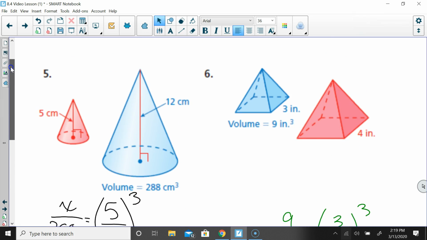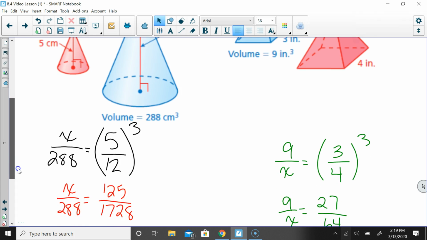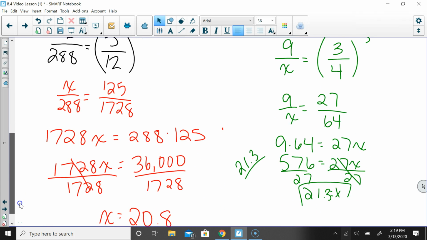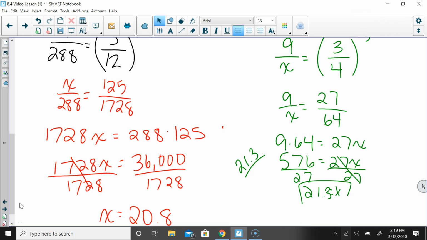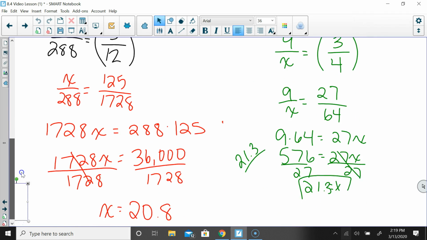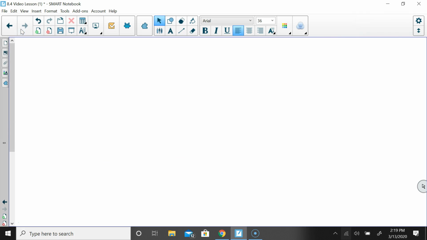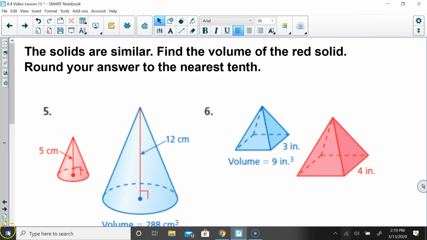Okay. Second one, you want to find the volume of the red square pyramid. So you can set up this proportion and solve it the same way. I forgot my units. They should be inches cubed. 21 3/10 inches cubed. Okay, go on Big Ideas Math and try it yourself.